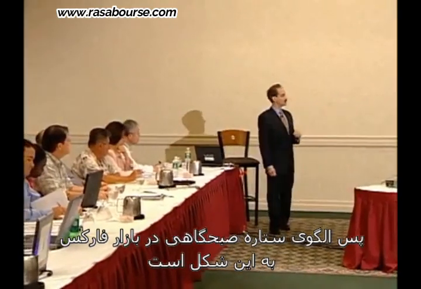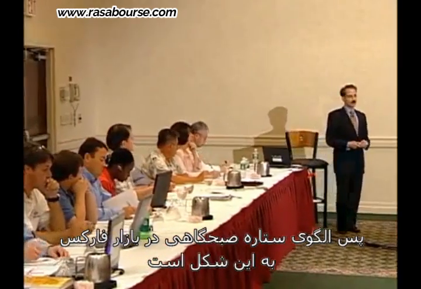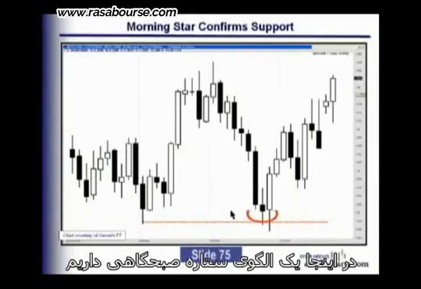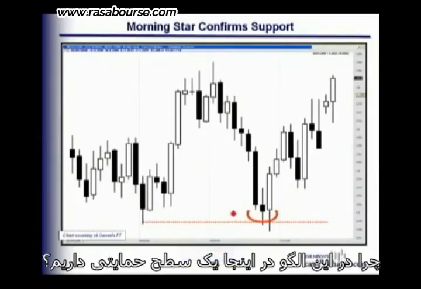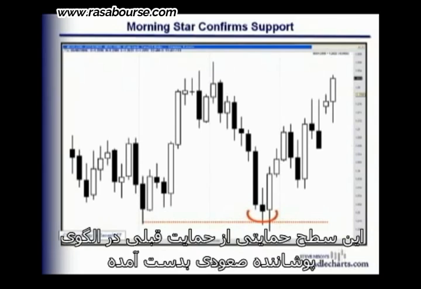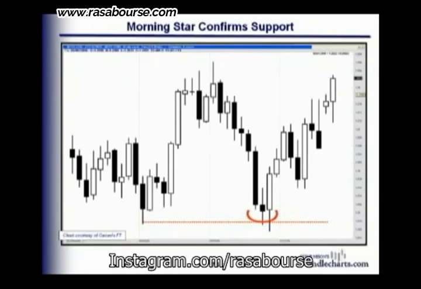This is what the morning star is going to look like in the Forex market. So here, there's a morning star. And why is there support there at that morning star? Where does that dotted red line come from? Previous support formed by what? A bullish engulfing pattern, yeah. Right. And you can see that that's a bullish engulfing pattern.